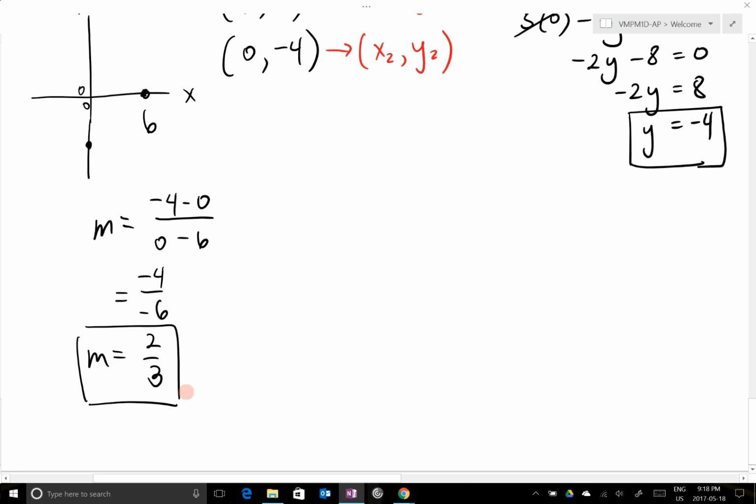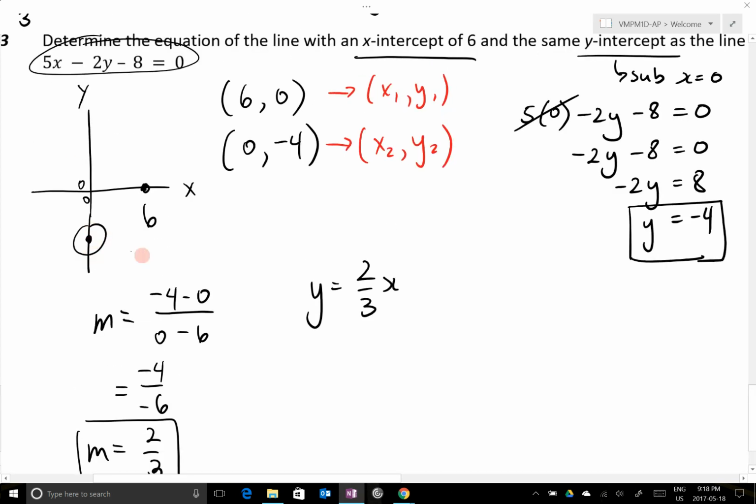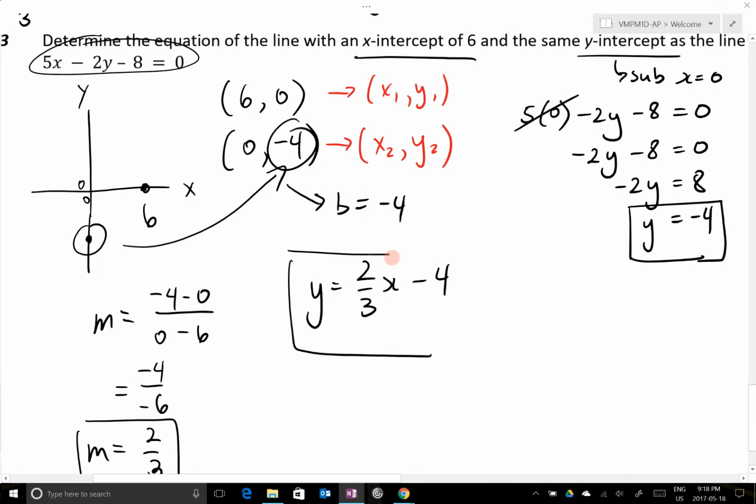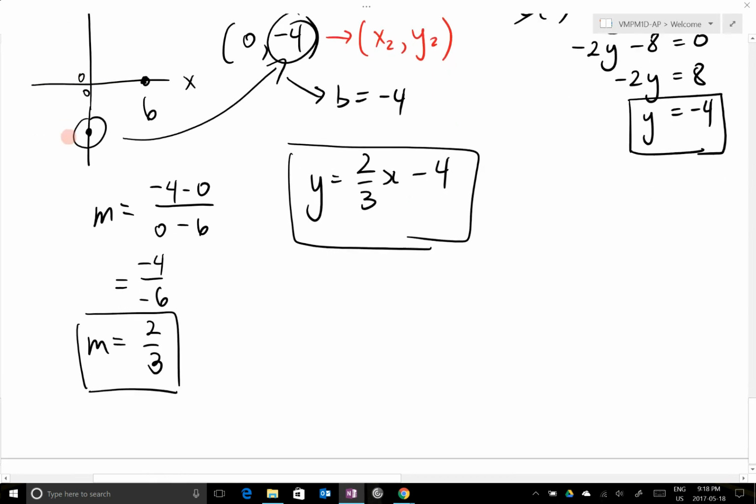Okay? So y equals 2 over 3 times x. What about the y-intercept now? Do I need to find b? I don't think so. I have the y-intercept. It's right there. Negative 4. b is negative 4, so minus 4. I'm going to say here b is equal to negative 4. That number right there, that's what I'm going to put in the equation. And there you go. There's the equation of your line. And that ends the lesson for 4.50.